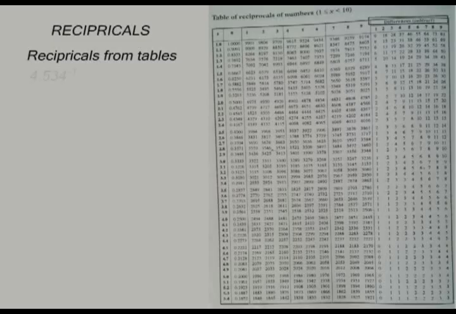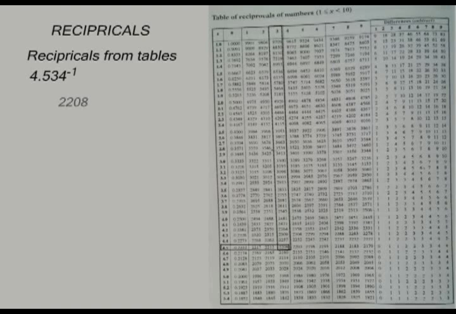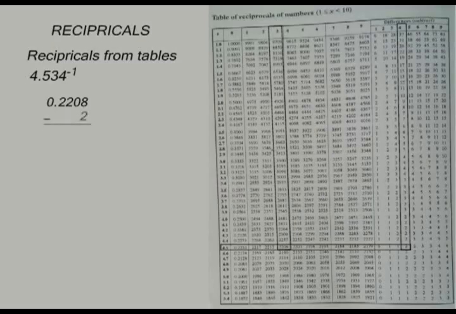So for our number, reciprocal 4.534, we go to 4.5 here. The column of 3 meets us here. Notice that all the numbers begin with 0 point. So our number here is 0.2208. We move to the differences group of columns and find the column of 4. It meets us here, and the figure is 2. We subtract from our previous reading, and we shall have 0.2206.